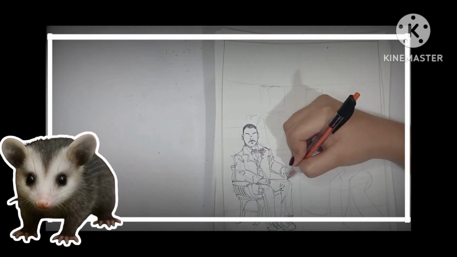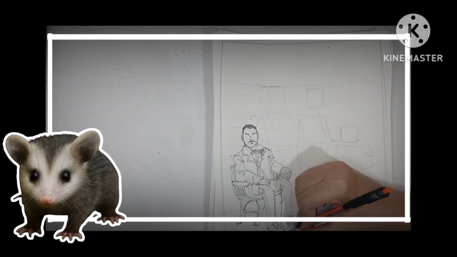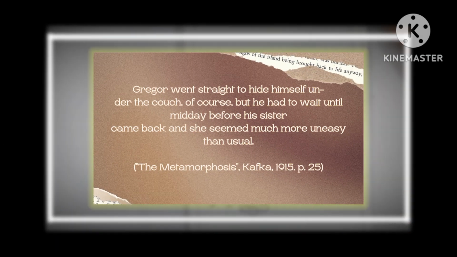For example, the couch as a place of comfort. Gregor went straight to hide himself under the couch, of course, but he had to wait until midday before his sister came back, and she seemed much more uneasy than usual.